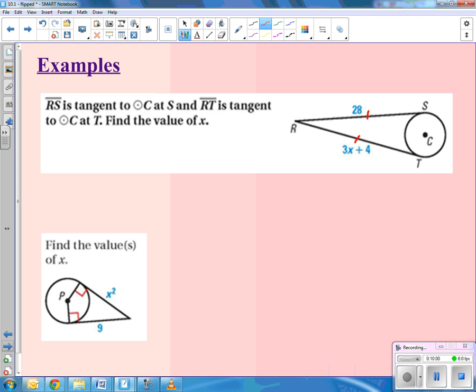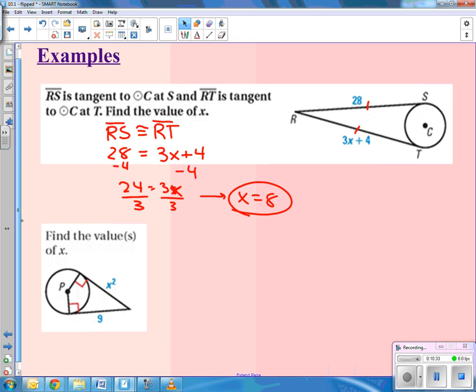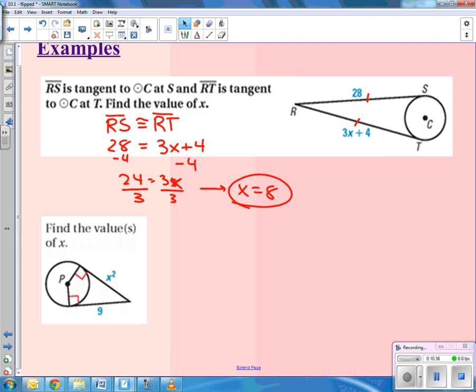So RS is going to be congruent to RT. Because that's true, I now know that I can take those two values and set them equal. So 28 equals 3x plus 4, and now I can solve for x. 24 equals 3x, divide by 3, and then I get that x is going to equal 8. So when you have those two tangents starting at the same point, keep in mind that you can set those values equal.